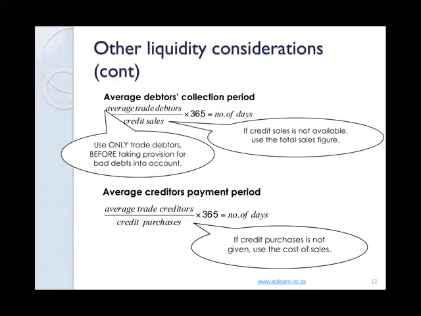Again, we will use our average trade creditors, excluding any other accruals, and compare it ideally to credit purchases. Since we don't always know the purchases figure, we can use cost of sales instead. And if we know the percentage that we purchase on credit, we can then calculate the ideal credit purchases. If you are not given this information, simply use the cost of sales figure.